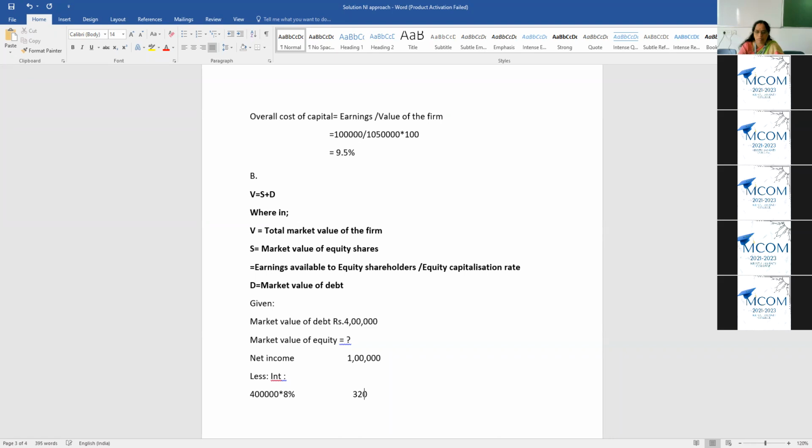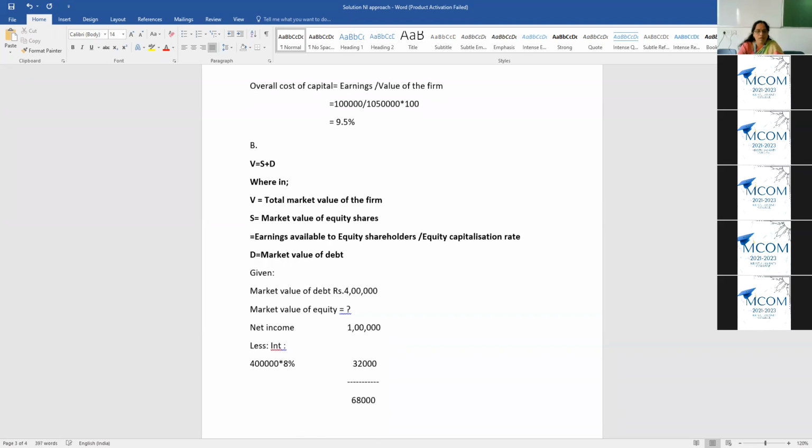So it's 32,000. 1 lakh minus 32,000 would be 68,000. Somebody else can authenticate it. 68,000. Now from the 68,000 we actually subtract tax, but we don't have tax here. They have told us to ignore tax. So this is going to be the amount available to the equity shareholders, or earnings available to equity shareholders.